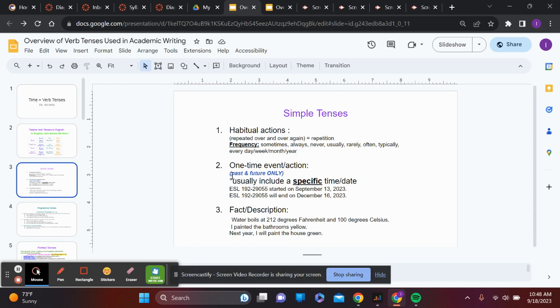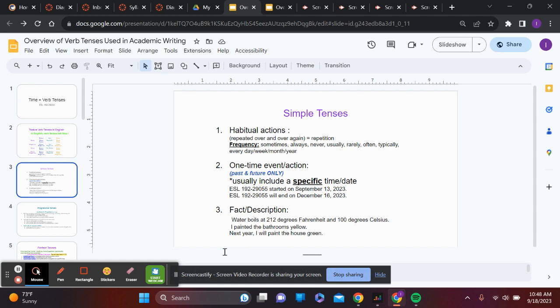And we also use simple tenses for a one-time event that happens once only at a specific time or date. For example, ESL 192 started on September 13th, 2023. ESL 192 will end on December 16th, 2023.